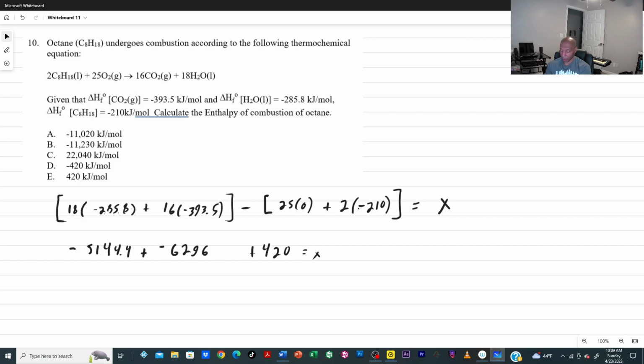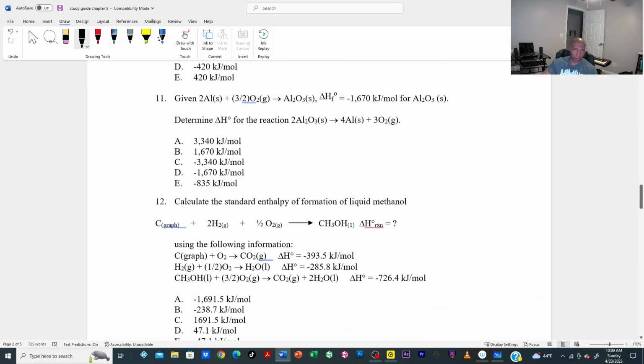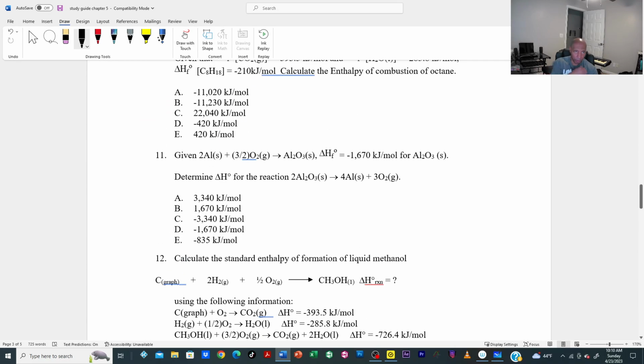So I'm going to say 420 minus 5,144.4 minus 6,296 is a negative 11,020.4, which is equal to x. And of course, since I'm adding and subtracting, this is only good to 0 digits to the right of the decimal point, so it's negative 11,020, which would be A.